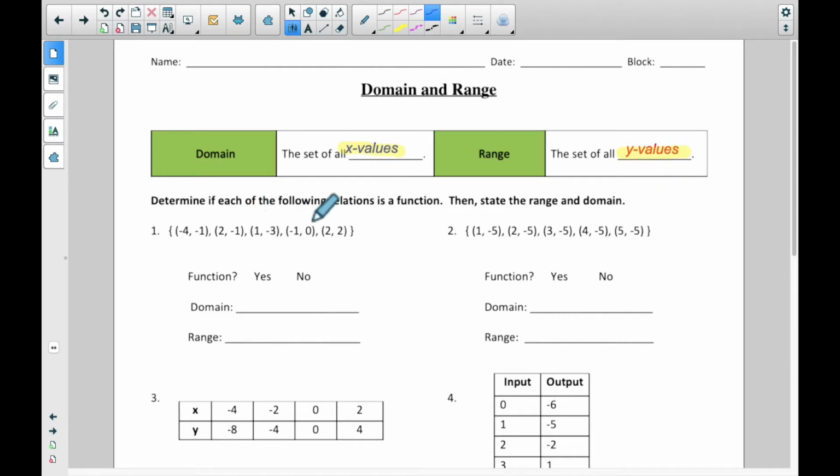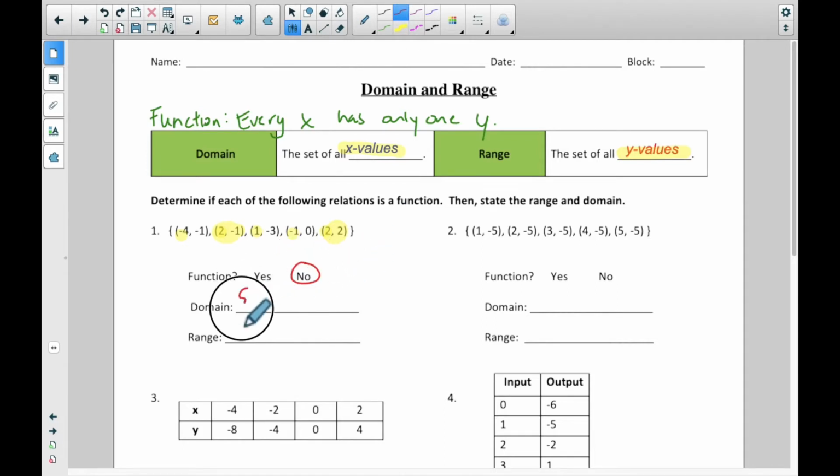So determine if each of the following is a function, and then state the domain and range. We have talked about functions before, do you remember? Let's look at these and try to decide whether or not they're functions. Remember the definition of a function: if every x has only one y, then we need to look at our x values. I'm going to highlight these x values so we pay our attention there, and we're looking to see if anything repeats. And actually it does, doesn't it? This one and this one both have a 2, but they have a different y value. So this one is not a function.